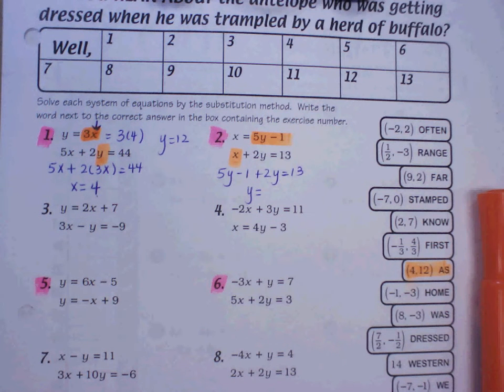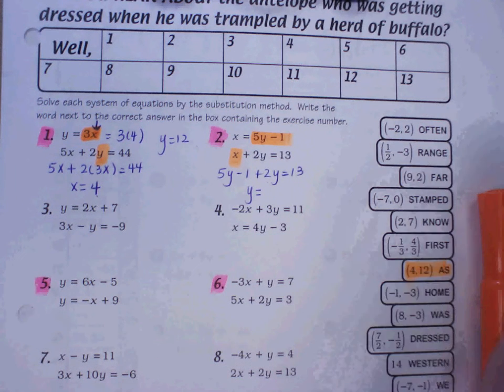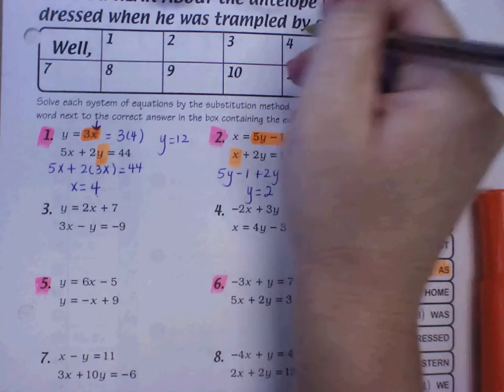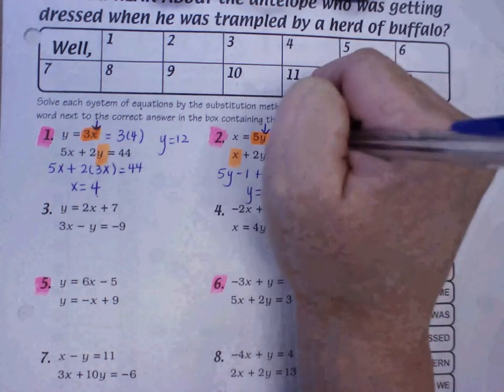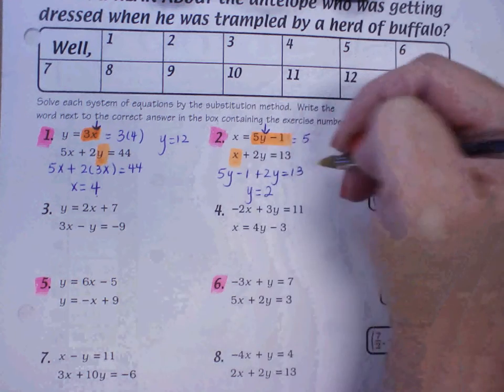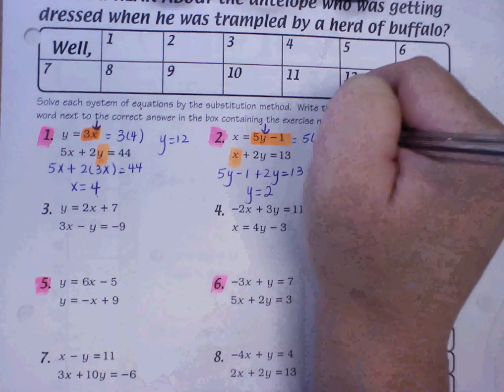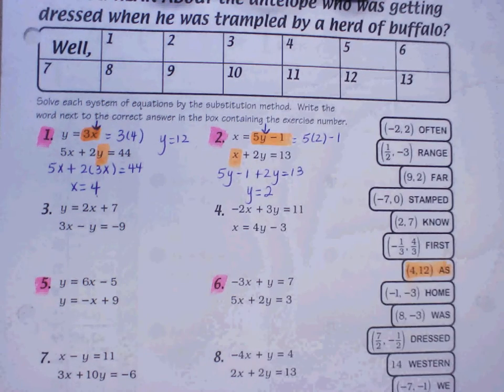All right, talk to me, babies. Y equals 2. Do we agree? All right. And now you have to come over here and substitute the value of 2, so this would be the 2 for the y. So this would be 5 times 2, which is 10, right? Minus 1, x equals 9.